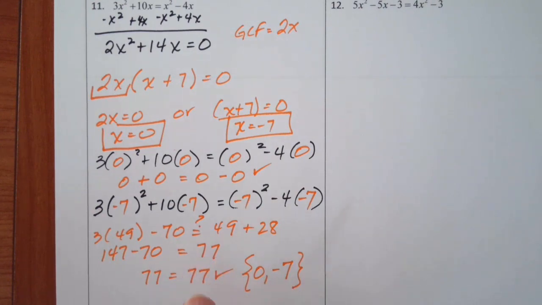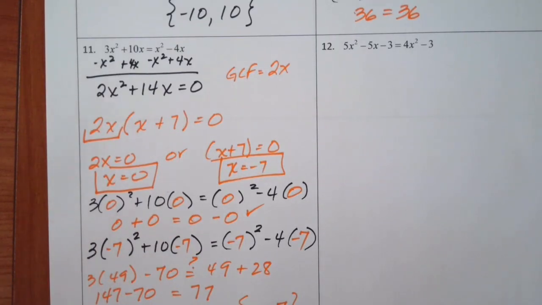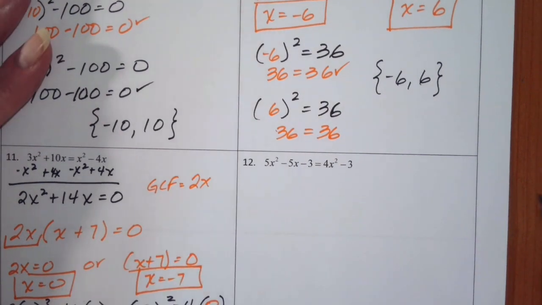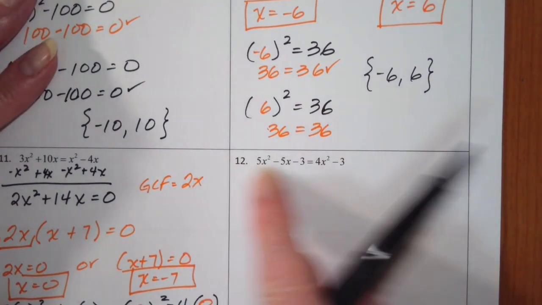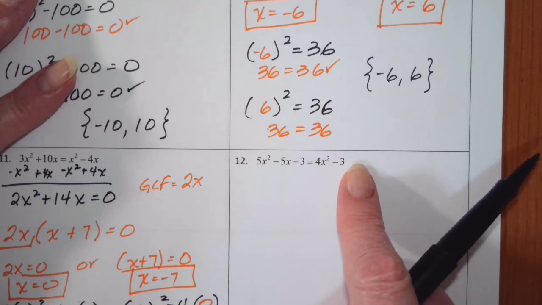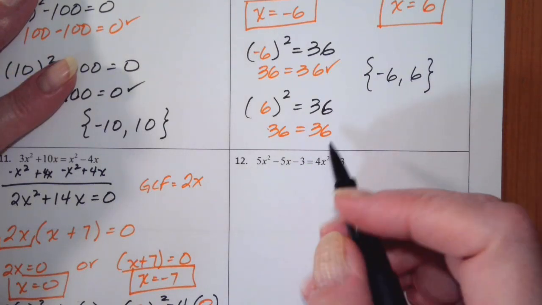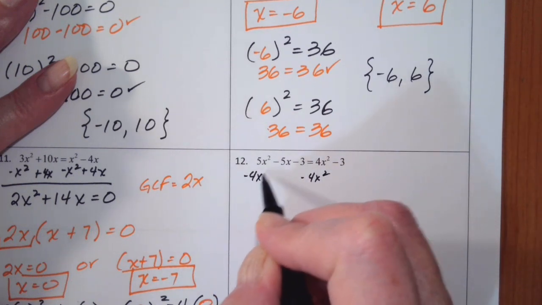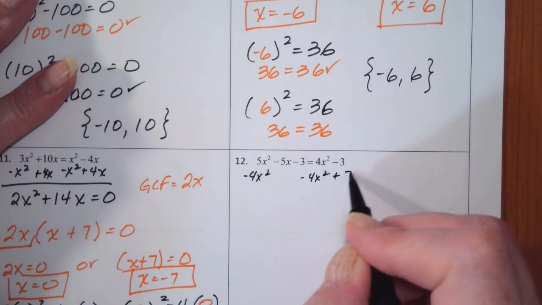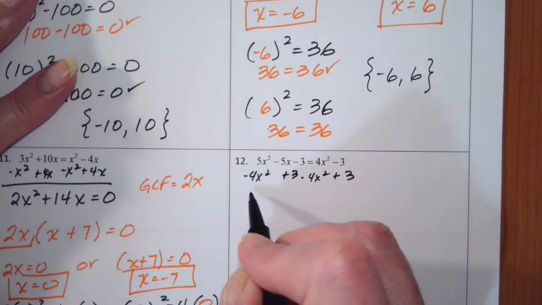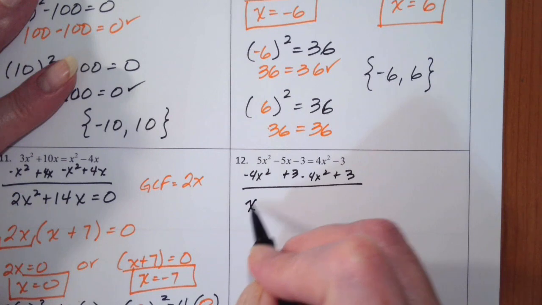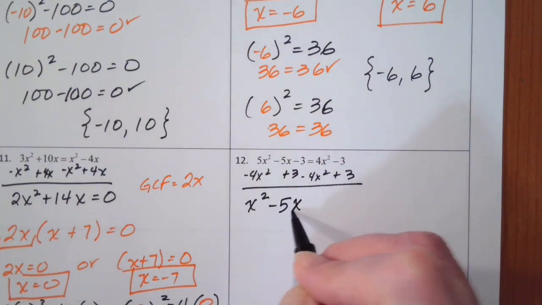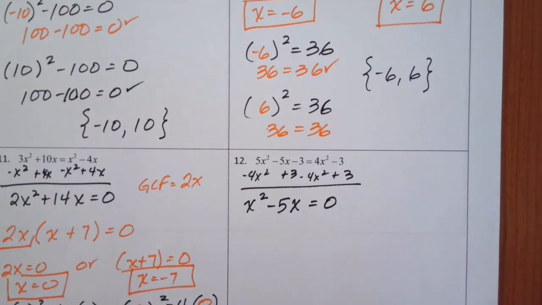All right, now once again, I'm hoping that as you see us do one, maybe you'll go and try the other one on your own. Okay, once again, I got a big mess here, but the first thing I need to do is make it equal to 0. So that means I'm going to subtract 4x squared, and I'm going to add 3. So that gives me x squared minus 5x is equal to 0.